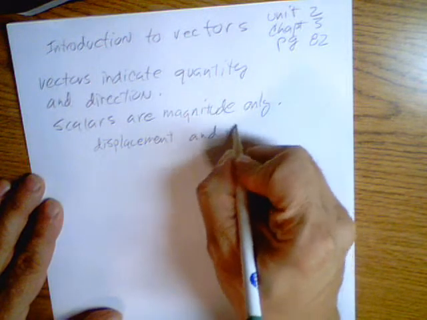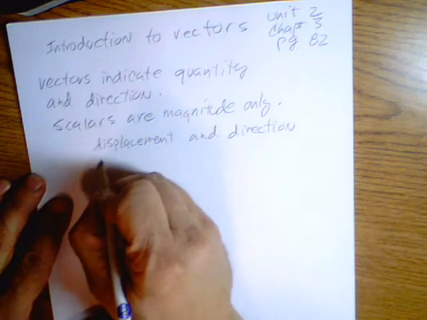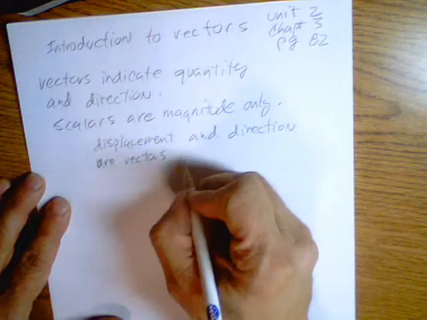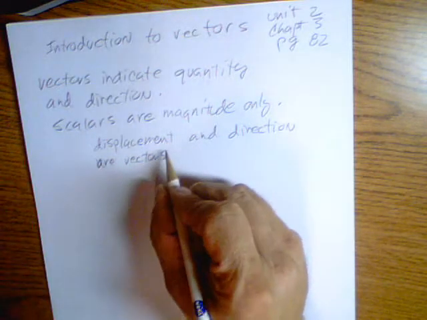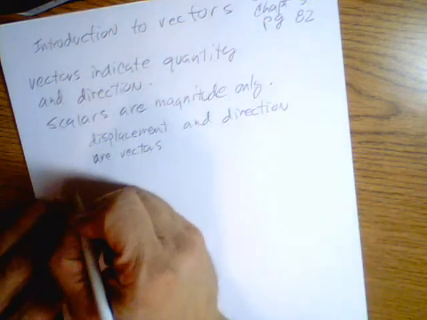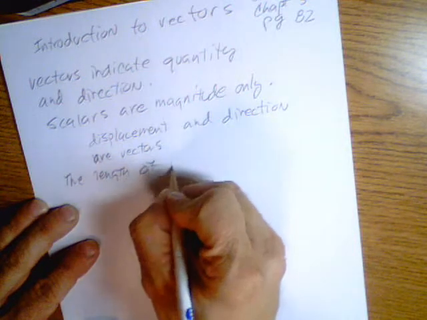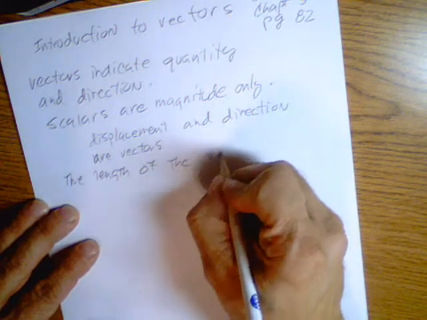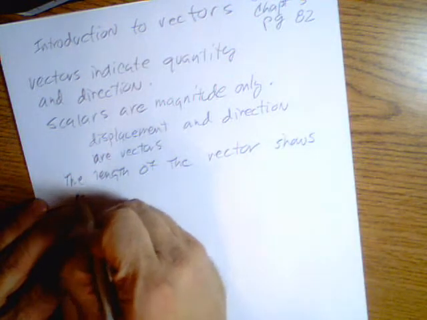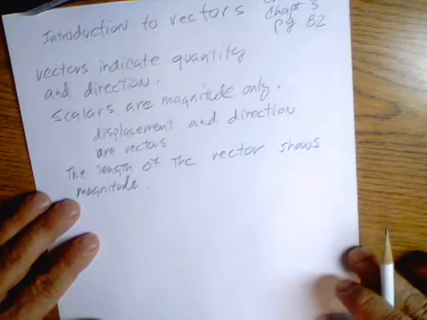Displacement and direction are two examples of vectors because they indicate magnitude and direction. We talked about those in Chapter 2. The length of the vector shows the magnitude.